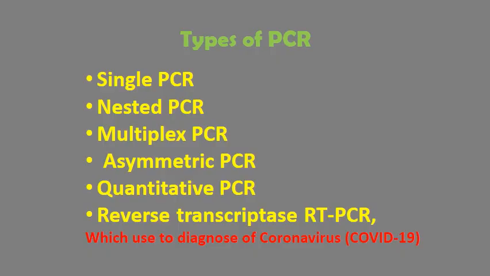There are many types of PCR, such as single PCR, nested PCR, multiplex PCR, asymmetric PCR, quantitative PCR, and reverse transcriptase real-time PCR, which is used to diagnose coronavirus COVID-19.